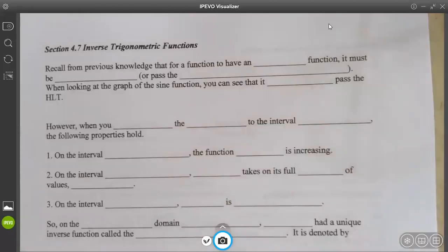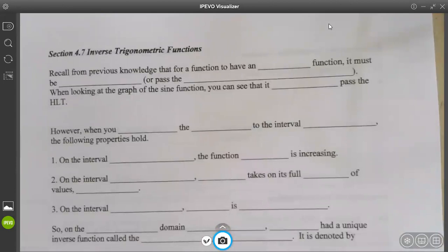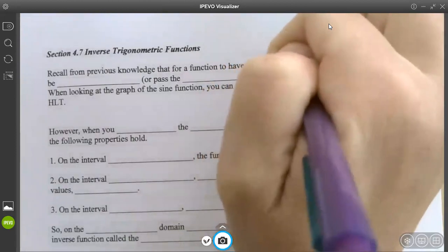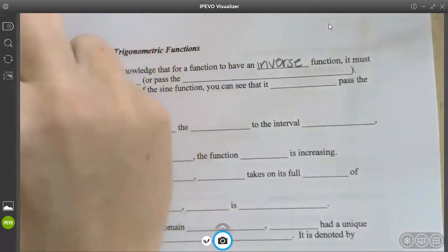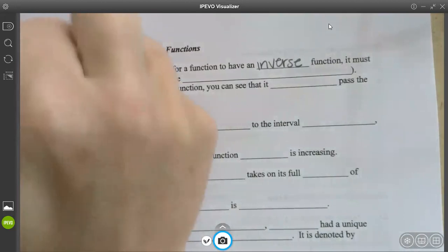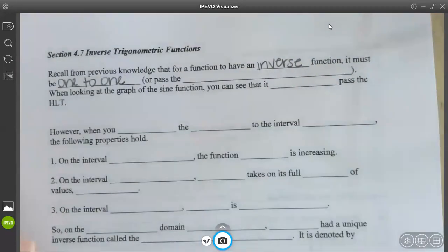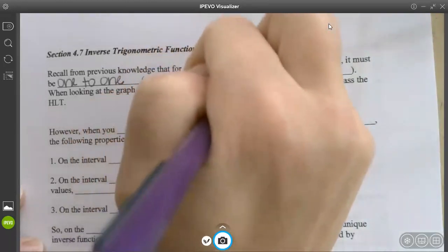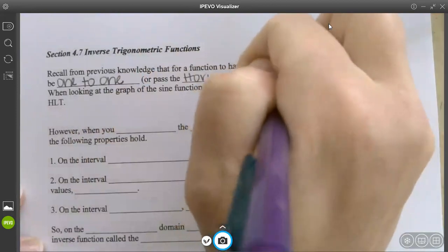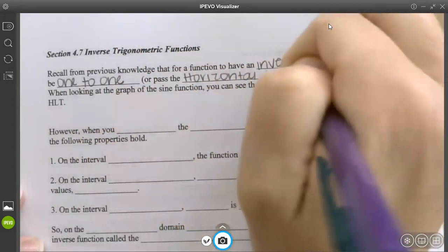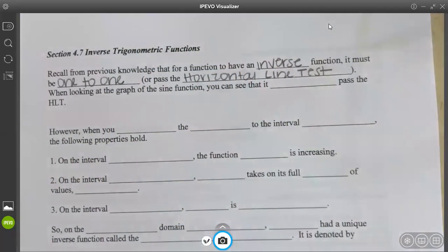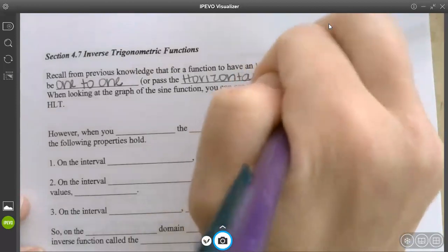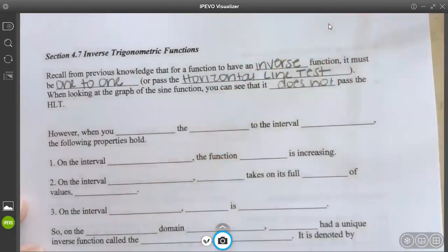So 4.7 is inverse trig functions. Recall from previous knowledge that for a function to have an inverse function, it must be 1-to-1, or pass the horizontal line test. When looking at the graph of the sine function, you can see that it does not pass the horizontal line test.